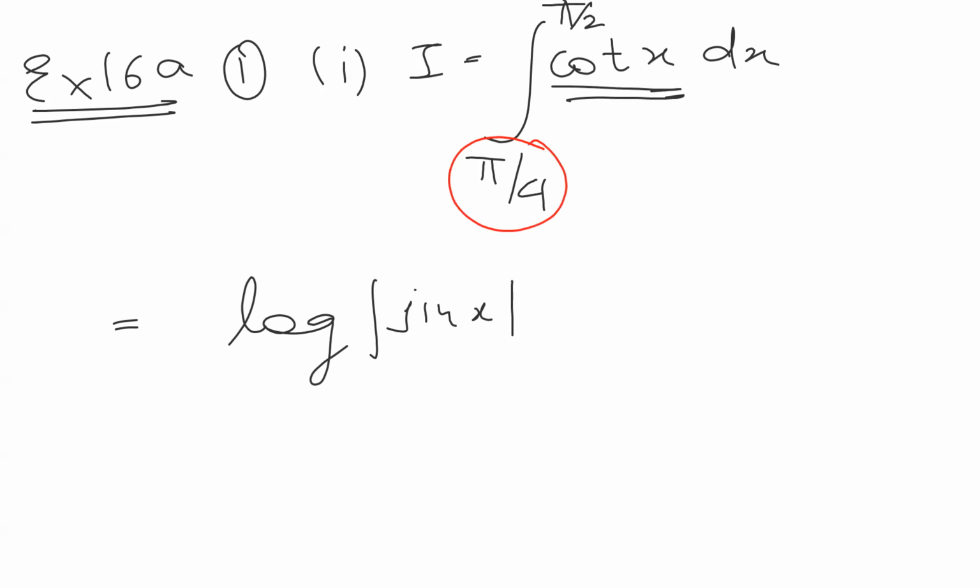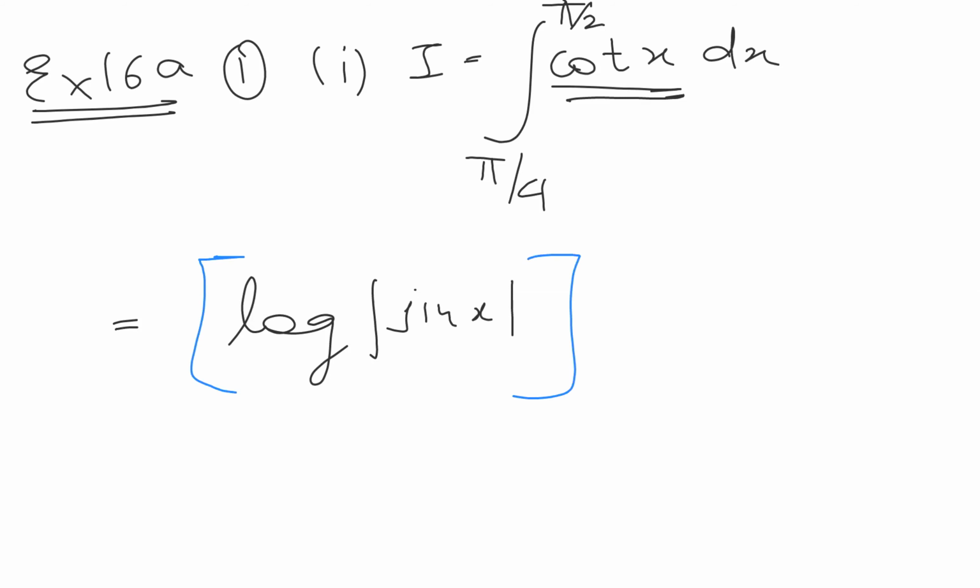π/4 is the lower limit of the problem, and π/2 is the upper limit of the problem. Okay, so whenever we have an upper limit and a lower limit, this is definite integration. So let's put a box bracket over here. In definite integration, we have to put a box bracket.